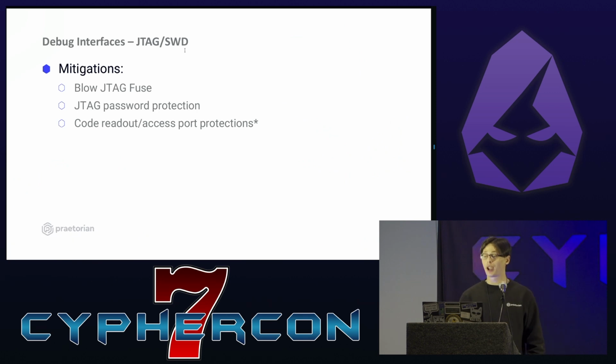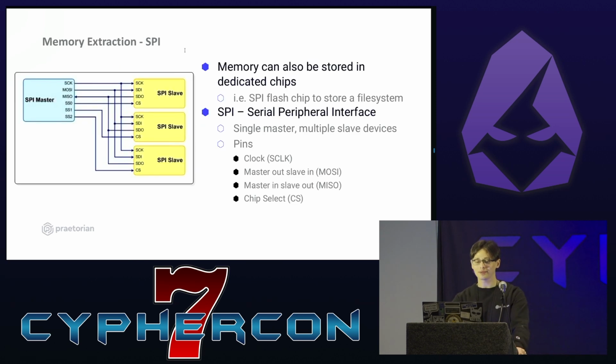Some mitigations manufacturers can do to try to stop you from abusing these interfaces. Some chips allow you to blow a physical JTAG fuse that stops you from accessing it in the future. Some allow you to enable JTAG password protection, and some enable other forms of access port protection or code readout protection, but some of these are vulnerable to bypasses. Stop by the IoT playground, show you what we mean.